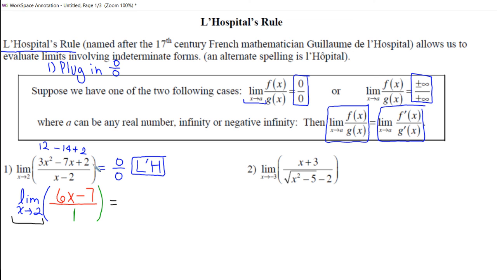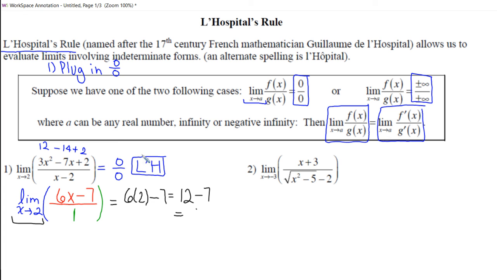Now, once we've applied L'Hopital's rule, we're going to evaluate the limit. Remember, the way that we evaluate the limit is to plug it in, so that's what we're going to do. If you plug it in, we get 6 times 2 minus 7, which is 12 minus 7, which is 5. So we're saying the limit at 2 of this function would be 5.